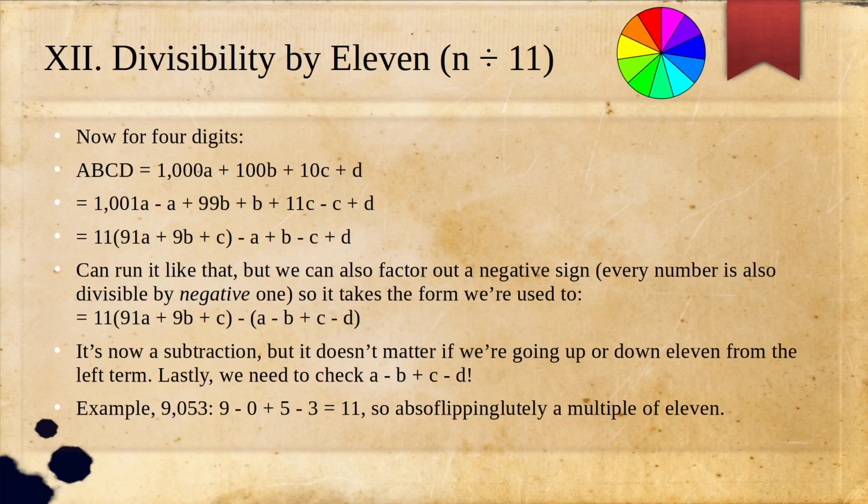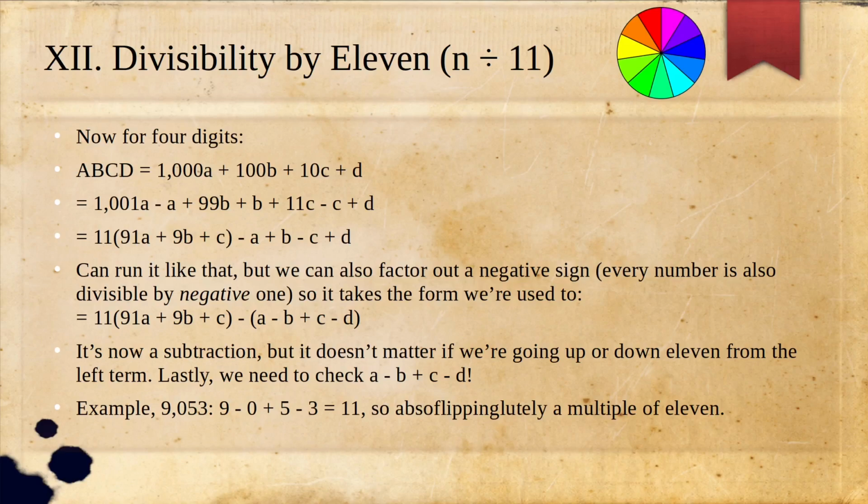Now for 4 digits. ABCD equals 1000A plus 100B plus 10C plus D. Converting the powers of 10 again gives us 1001A minus A plus 99B plus B plus 11C minus C plus D. And separating out the 11s, we get 11 times 91A plus 9B plus C, minus A plus B minus C plus D. Now we could just test a 4-digit number for divisibility by 11 like that, but we can also factor out the negative sign, every number is also divisible by -1, to make the right side take the form we're used to, A minus B plus C minus D. So now we have 11 times 91A plus 9B plus C, minus, altogether, A minus B plus C minus D.